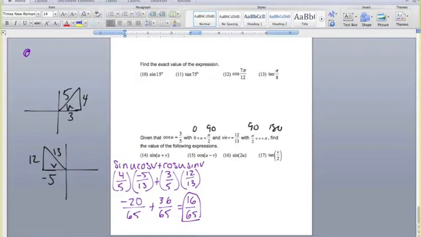So number 16, the formula for that is 2 sine u cosine u. This problem, number 16, only has a u in it, so that means we're only going to be using the u triangle. We're not going to refer to the v triangle at all. So in the u triangle, sine is 4/5 and cosine is 3/5. I can make that 2 like a 2 over 1, and then I can multiply all the tops together, 24, and the bottoms together, 25.